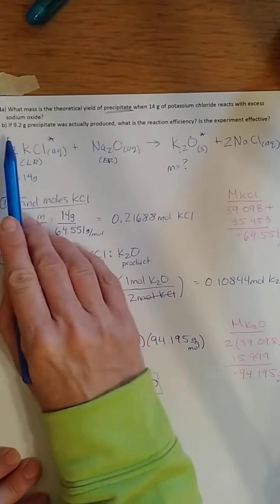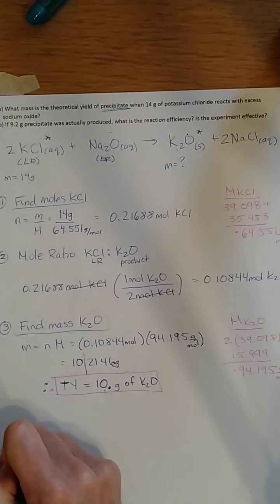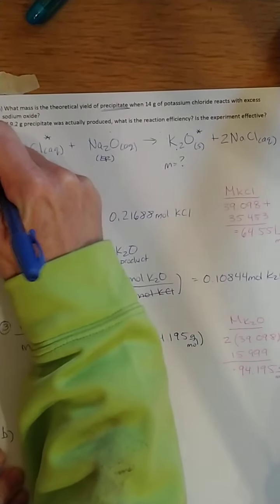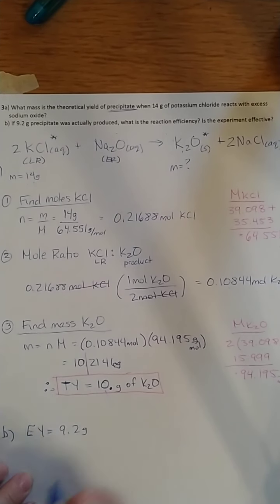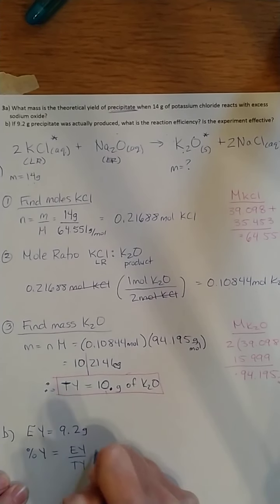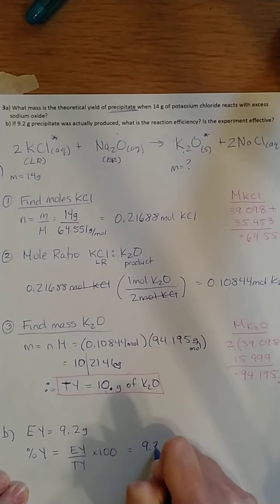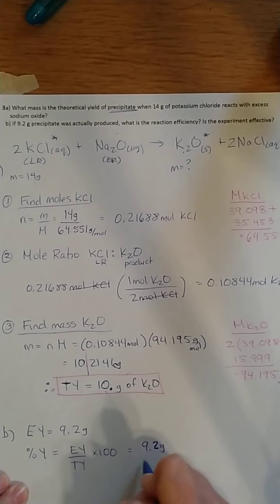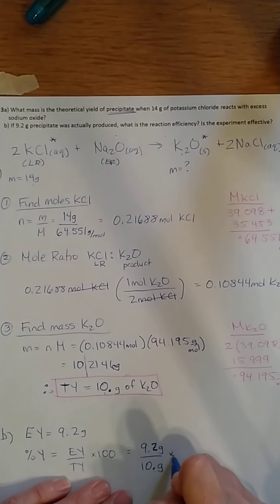So the question says that in your lab you actually got 9.2 grams. So for part B, your EY is 9.2 grams. We want to know our percent Y, so that's our EY over TY times 100. So we're going to take 9.2 grams divided by 10. grams, so 2 sig figs, 2 sig figs.